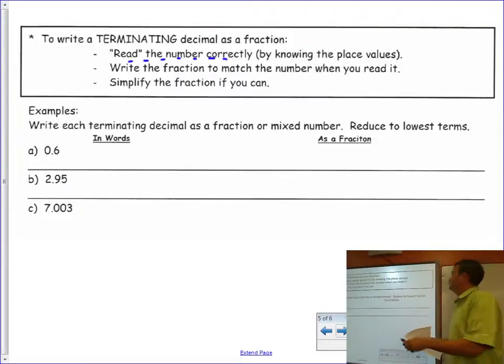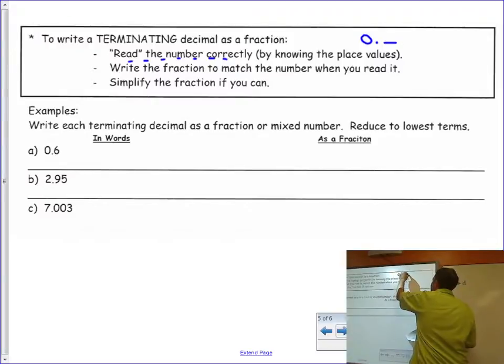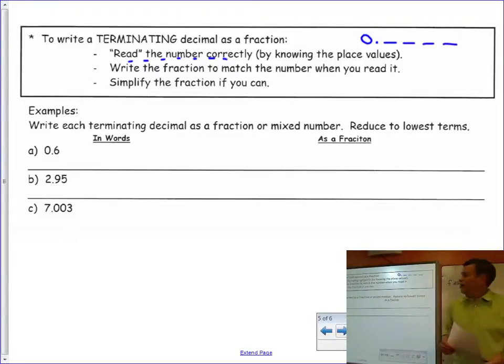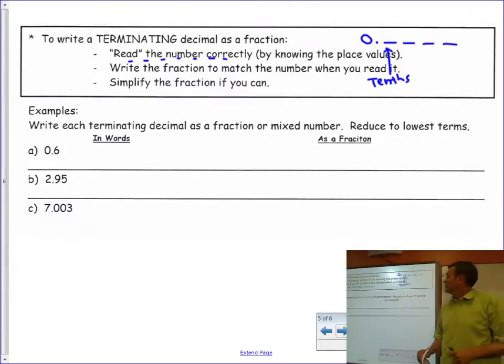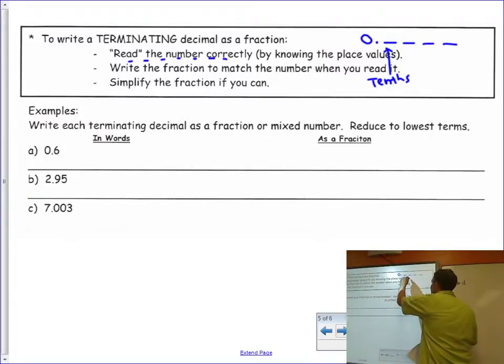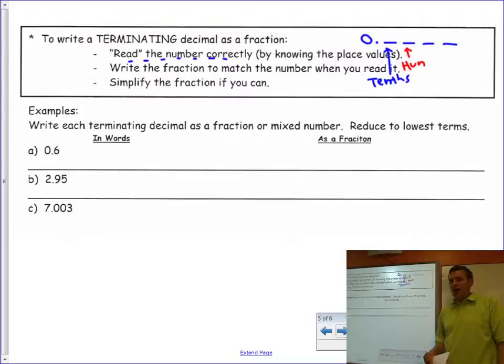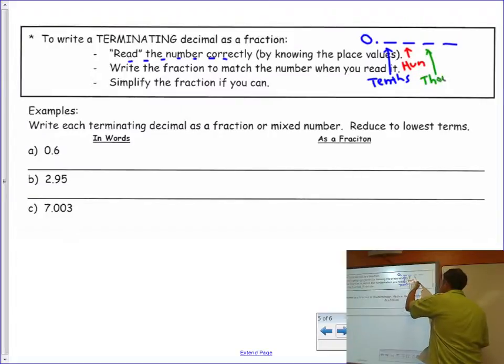Let me give you an example. So you've got 0 point, and I have here 4 decimal places. Do we know the place value of those 4 decimal places? The first decimal place, the first spot after the decimal, that is called the tenths, all right? The second spot is called the hundredths. The third spot is called the thousandths.